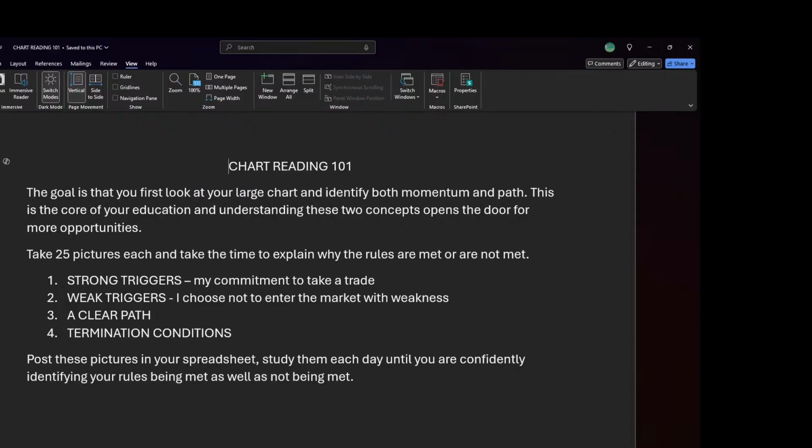Chart Reading 101, guys. This little exercise is designed to get you focused on the large chart first, to recognize those advantages first, to get you in a position where you're always focused on strong triggers and a clear path, because this is where the most winners typically come from. So do exactly what we just did, guys. Go take 25 pictures of strong triggers. Take 25 pictures of weak triggers.